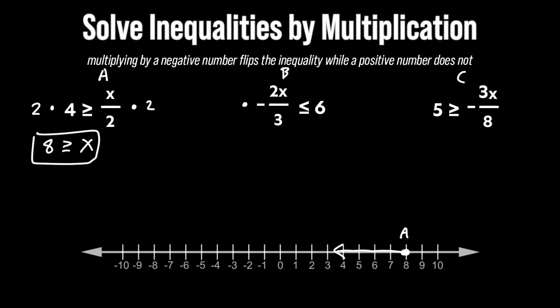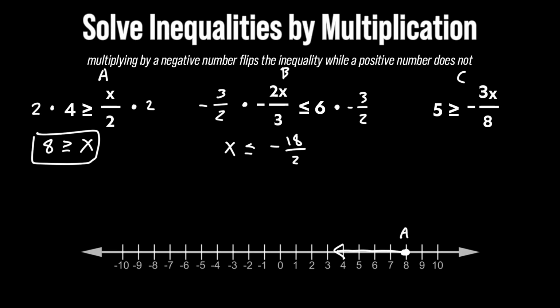Now, in order to isolate x, we need to multiply negative 2/3 x over 3 by its reciprocal. So it's going to be negative 3 over 2. This way, when we multiply negative 3 over 2 times negative 2 over 3, we're going to get x by itself. And so we have to do this on both sides. So we're going to get x is less than or equal to negative 18 over 2.